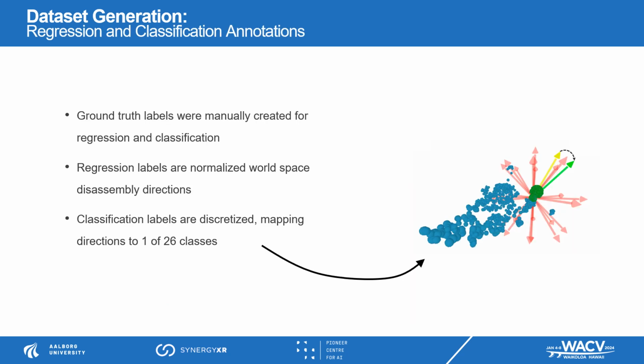The ground truth labels were created manually. For the regression task, the labels consist of normalized 3D world space directions that parts should be disassembled in. For classification, the possible world space directions are discretized into 26 classes, representing directions at roughly 45-degree angles to each other. A sample is then assigned the class closest to its actual direction.